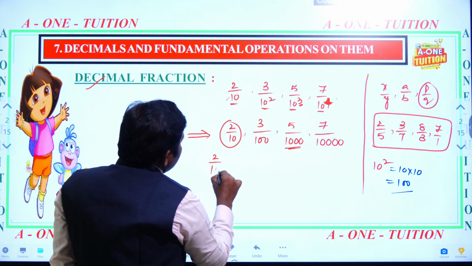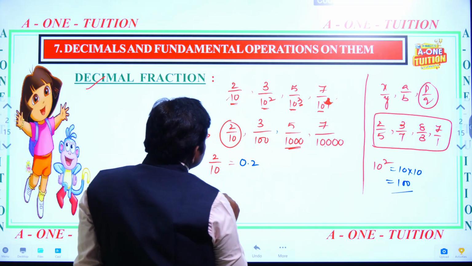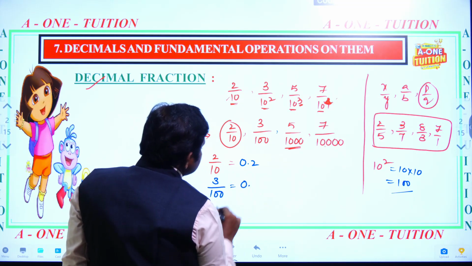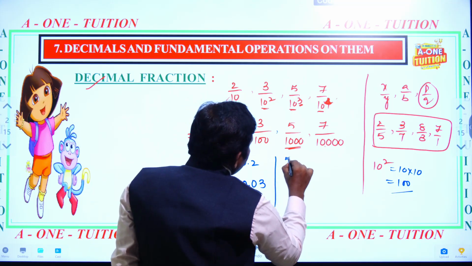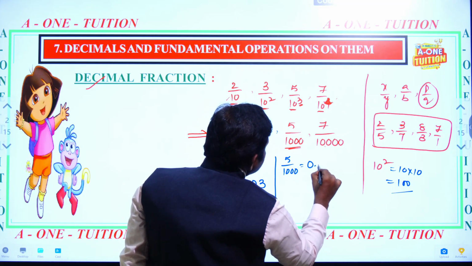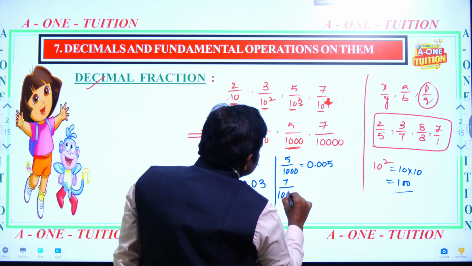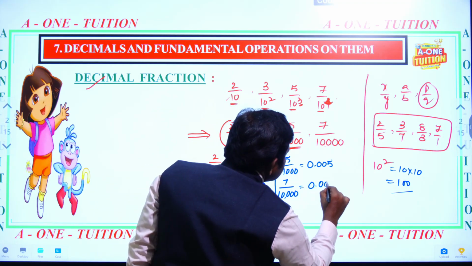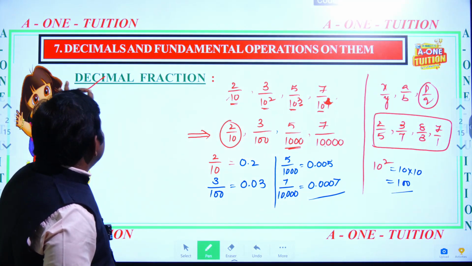So what is the value of 2 by 10? It is nothing but 0.2. The value of 3 by 100 is nothing but 0.03. The value of 5 by 1000 is nothing but 0.005. Then 7 by 10,000 is nothing but 0.0007.